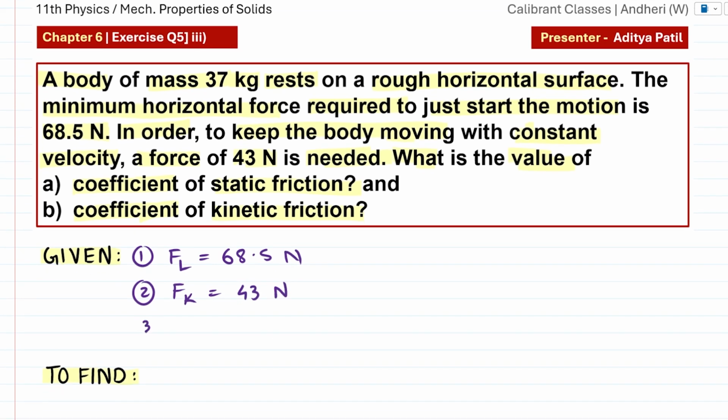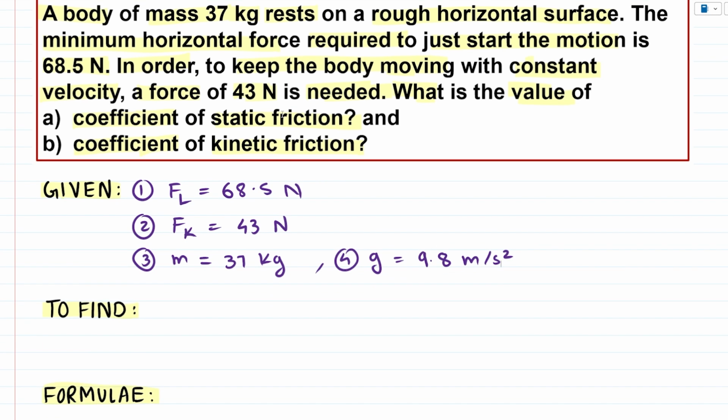इसके अलावा हमें दिया है the mass of the body as 37 kilograms, and we also will be using the value for g. So we state that the value for g we will be using is 9.8 meters per second square. This is a common value for g. I hope आप सबको ये याद होगा. Now using this information, हमसे पूछा है to first calculate the value for coefficient of static friction. We represent it as mu s. And second, the coefficient of kinetic friction, we represent it as mu k.